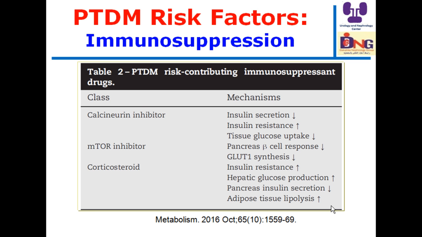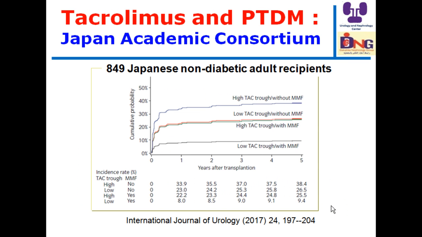Let us go to Japan. Even in Japan, using tacrolimus, especially if it is used at a high trough level, is associated with an increased percentage of development of new diabetes after transplantation. And if you look here, the low tacrolimus without MMF, and this is the low tacrolimus with MMF, it seems that the use of mycophenolate mofetil is even protective against diabetes according to this study.